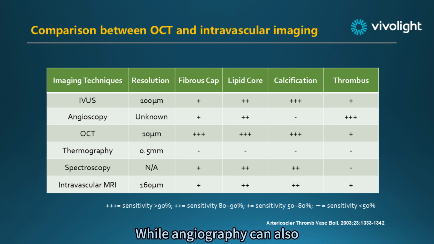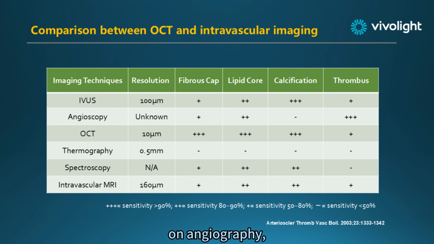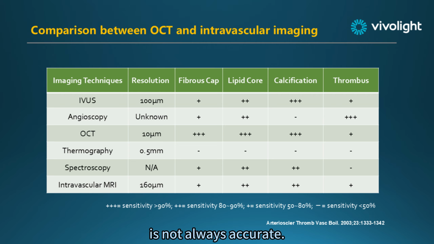While angiography can also suggest the presence of thrombus, what appears as a hazy or white area within the lumen on angiography, previously thought to indicate thrombus, is not always accurate. Such hazy areas could also represent calcium or other plaque formations. They are not necessarily the same.